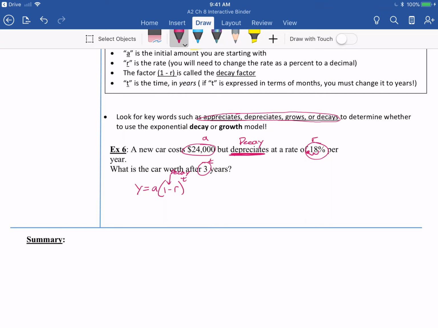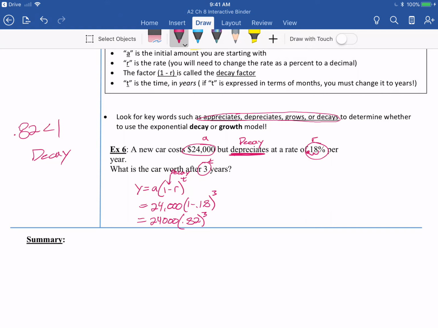All right, now let's just go through and plug them in. So my initial amount, my 24 grand. Then I have 1 minus my r, which is 0.18, to the t power, which is 3. Okay, so notice here that when you plug this in, you have 24 grand, and then 1 minus 0.18, that's going to be what? 0.82 to the 3 power. Notice how 0.82 is less than 1, but it's also greater than 0, so that's why this is decay. All right, that should start making some sense.